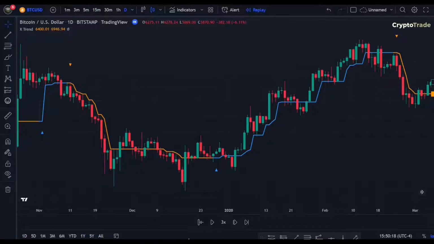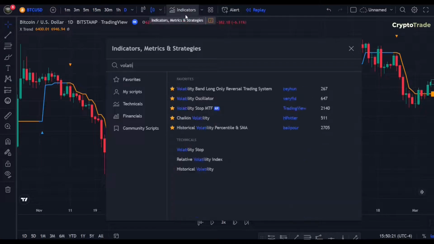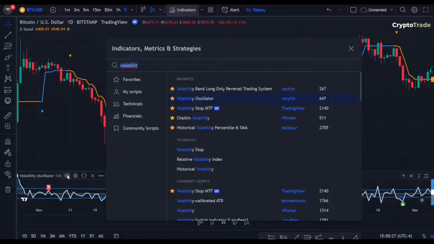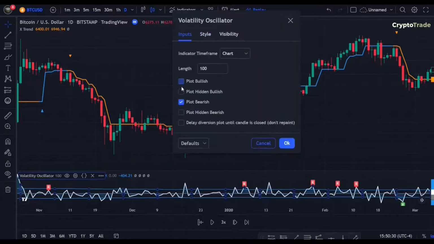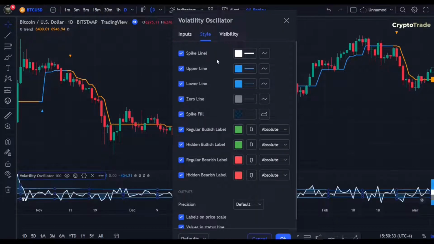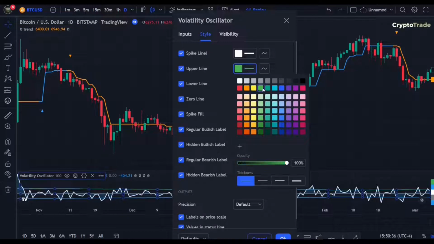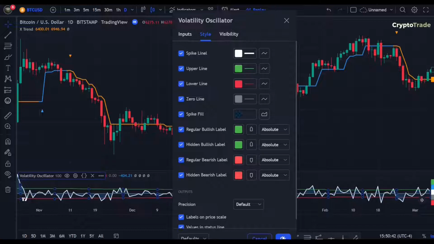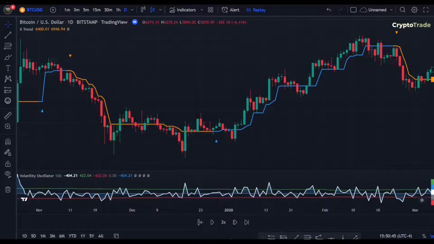To add the second indicator to the chart, type volatility oscillator. Select this indicator, as shown here in the video. Click on the Settings wheel and in the Inputs tab uncheck all the checkboxes. In the Style tab, change the color of the upper line checkbox from blue to green and the lower line checkbox to red. Everything else stays at the default setting. Click OK to finish.